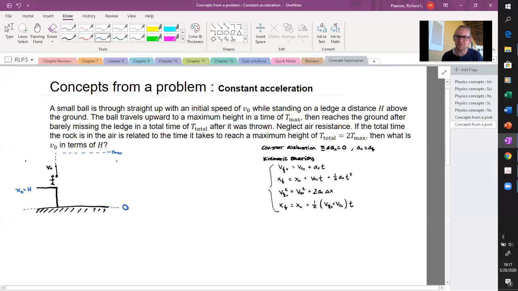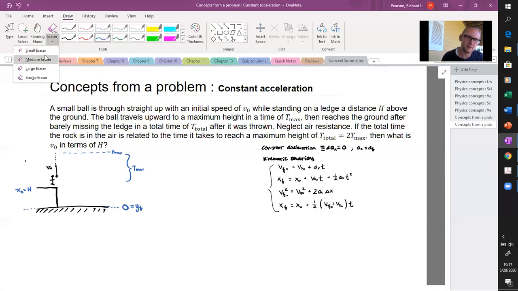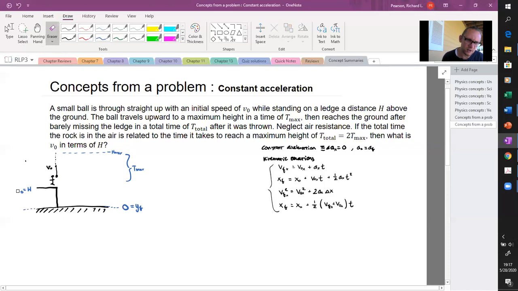And that it takes a time of t max to get up there. So from this position, covering this time, it takes a time of t max. We're then told that it reaches the ground, so the ground is actually our final position. Oh, I said x, I meant y, I'm sorry. Let me just change this really quick. Right, so that's our y, so that's our height.